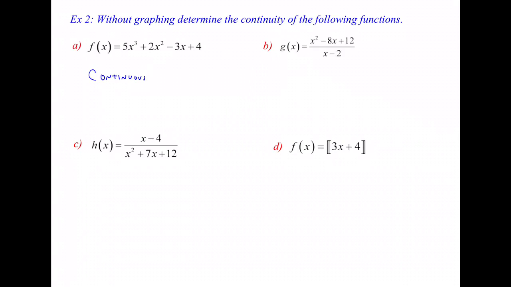On b, we have g of x equals x squared minus 8x plus 12 divided by x minus 2. So it is rational. So let's see if we can factor the top. We're looking for factors of positive 12 that can give us -8. So it looks like x minus 6 and x minus 2. And so we can see that the x minus 2 factor cancels. So when you have that canceling, that creates a point of discontinuity, which means if it is now discontinuous at x equals 2, it's because there's a hole there, which means it is removable discontinuity.